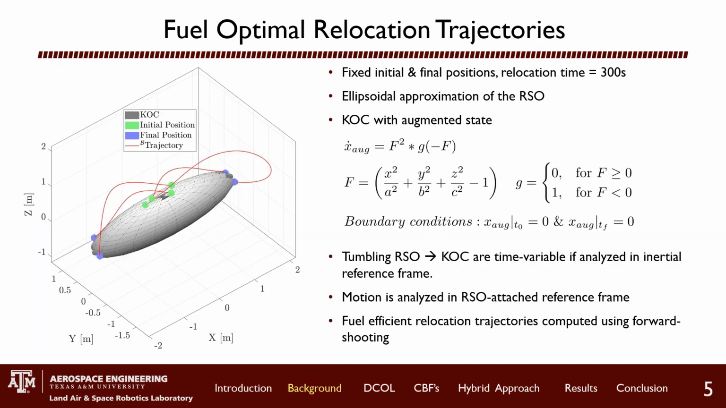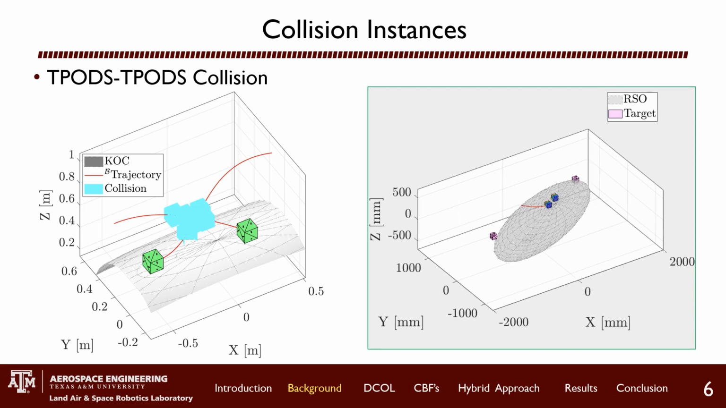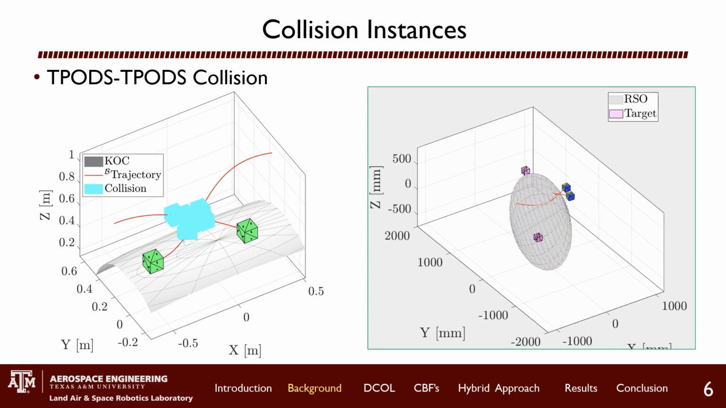So first of all, we wanted to generate some reference trajectories for these T-pods, and that is done using indirect optimal control. The basic idea is that the keep-out constraint of the RSO is formulated as an ellipsoidal constraint, and then it is added as an augmented state. The indirect optimal control problem is formulated and then solved using a forward shooting algorithm. The reference trajectories are picked such that in a normal case where there are no additional actions, the T-pods will collide with each other. So the trajectories pass through each other in space and time. If the T-pods just follow these reference trajectories, there will be collisions between T-pods and also between T-pods and the RSO.